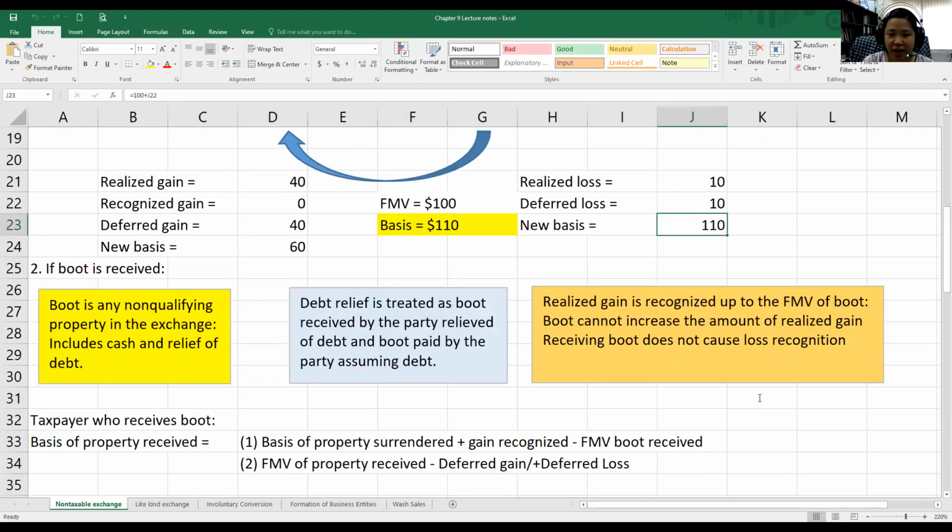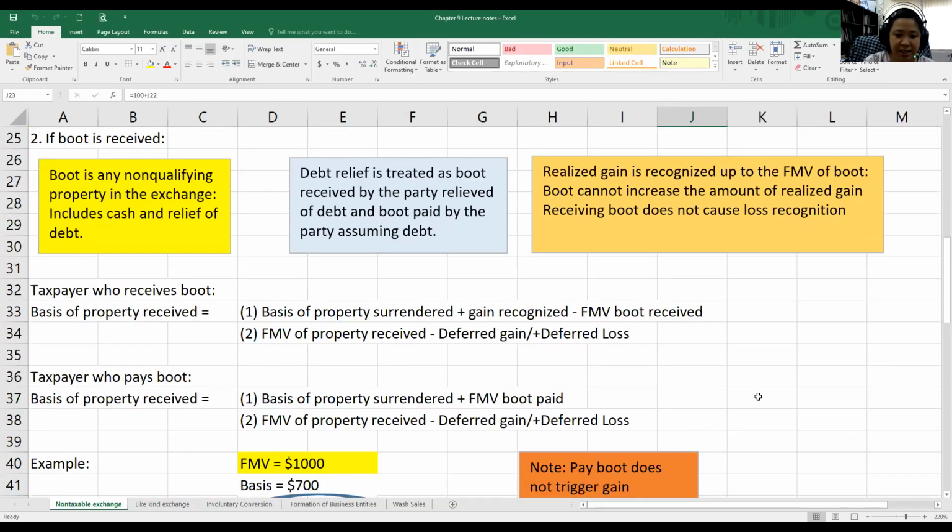Okay. All right. Now let's look at the second situation. If boot is received, boot here means cash. Okay. If we receive cash, what happens? Now there are situations where the properties don't have the same fair market value. So in this case, another party will give you some cash or some boot. So we say that boot is any non-qualifying property in the exchange. It will include cash or the relief of debt.